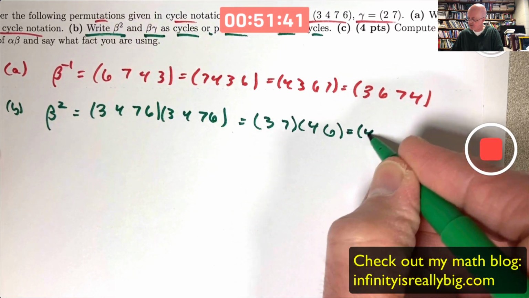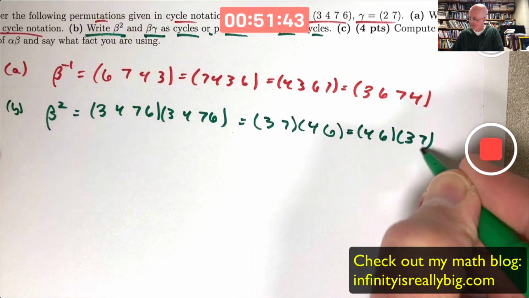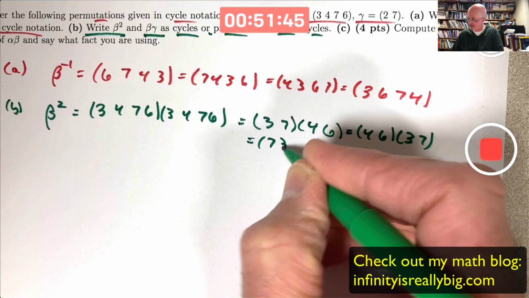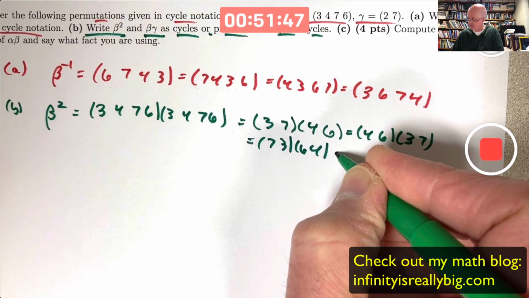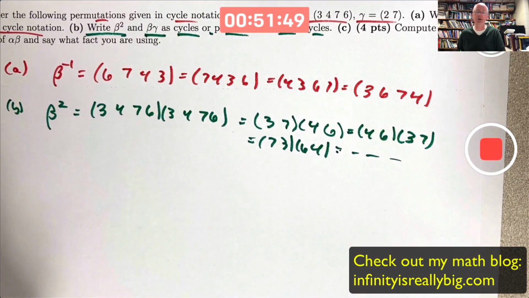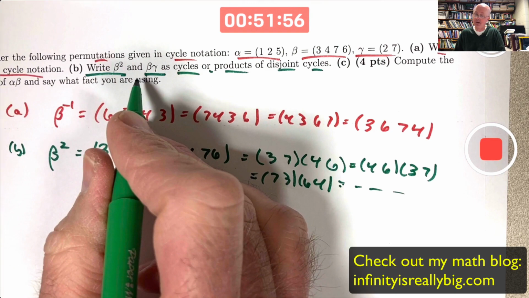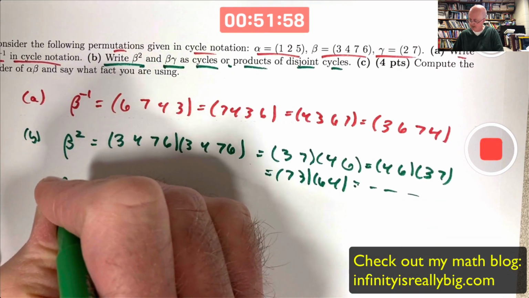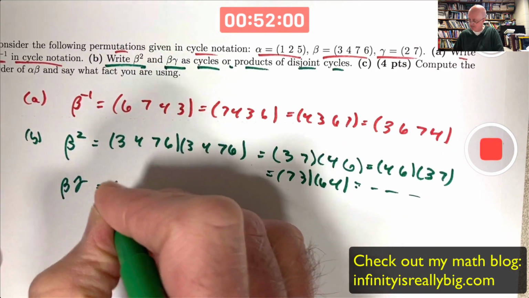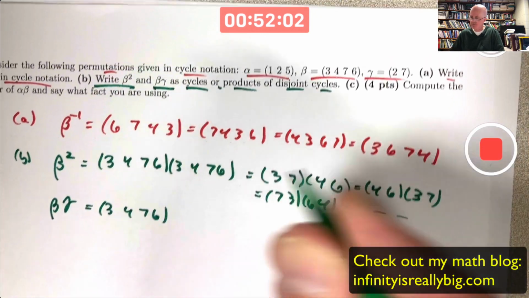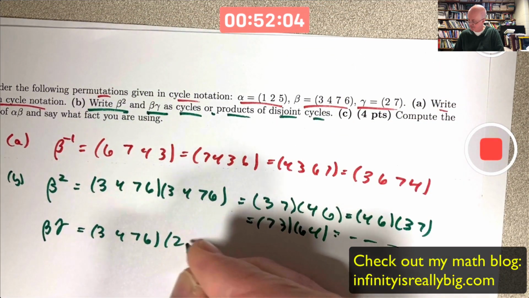I could also write the answer as (4 6)(3 7). And I also could write it as (7 3)(6 4), and so on. There's lots of different ways to write this. What about beta times gamma, really beta compose gamma? Beta compose gamma, (3 4 7 6) composed with the cycle (2 7).